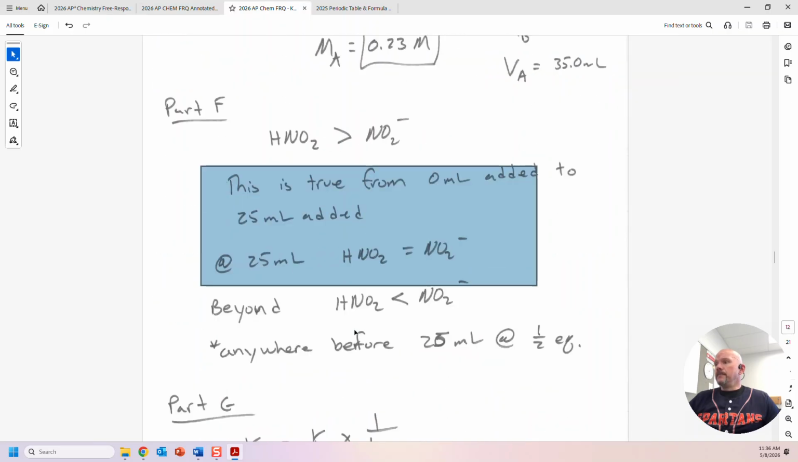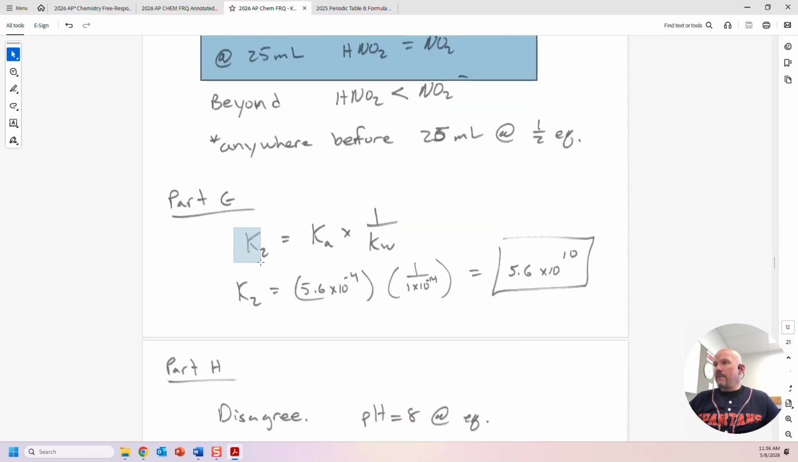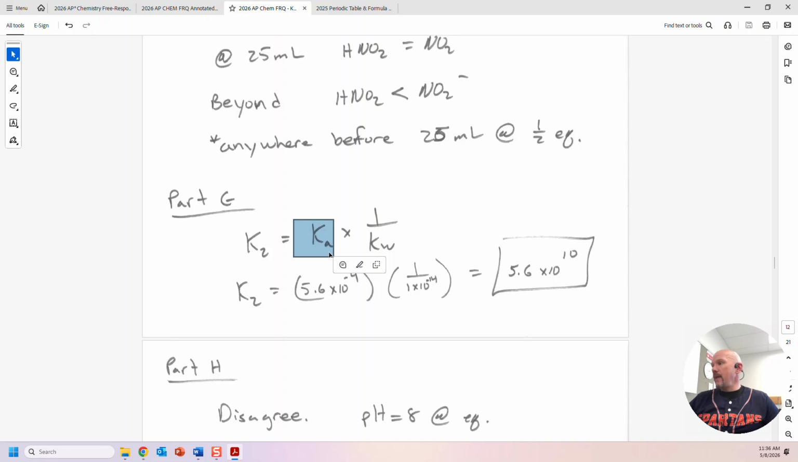So the new K value is going to be the original Ka value from the chart, and then 1 over the Kw value that they gave you, because you had to reverse that reaction to get them to add up to the equation that K2 describes. So it's just going to be the Ka times 1 over the Kw, and that'll give us our new equilibrium constant.